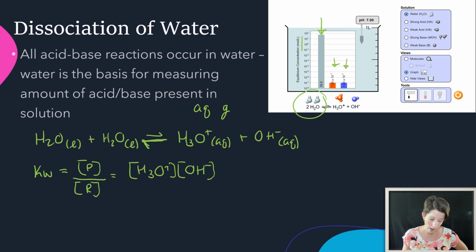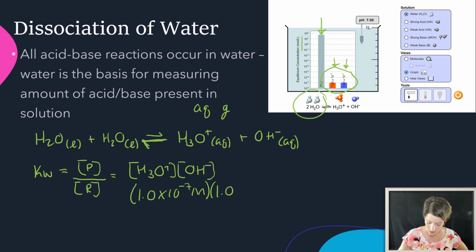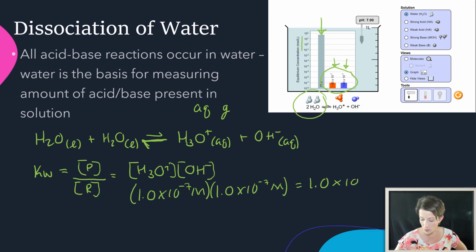In pure water, we are going to have the same concentration because it's a 1-to-1 split. It is a balanced equation. What they have calculated and determined is that in pure water, the concentration of our hydronium ion is 1.0 times 10 to the negative 7, and our hydroxide ion concentration is also going to be 1.0 times 10 to the negative 7. So when we multiply these two values together, our Kw, the constant, is 1.0 times 10 to the negative 14.